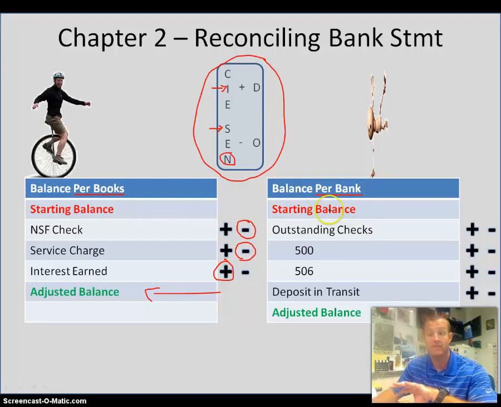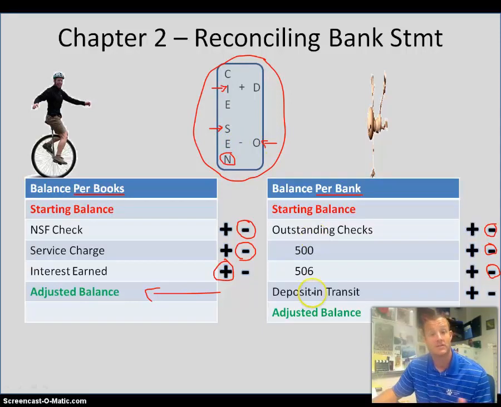We take a look at what they have for us as a balance. That's what we start out with. Then we look: what outstanding checks do we have? Remember, those are checks we wrote that the bank does not know about yet. So when the bank gets them, they will end up decreasing our account by the amounts of those checks. And using CSENDO, we see that we need to subtract those outstanding checks.